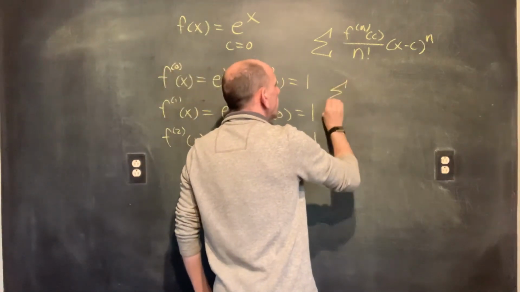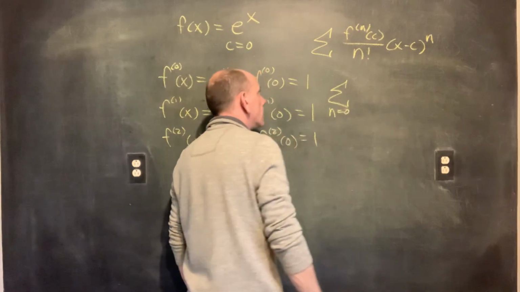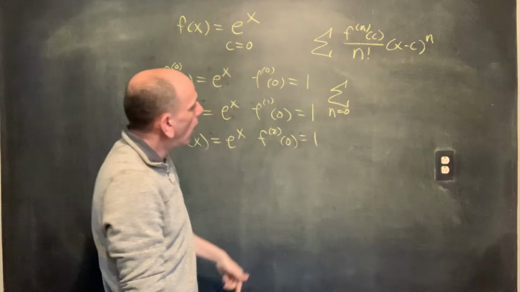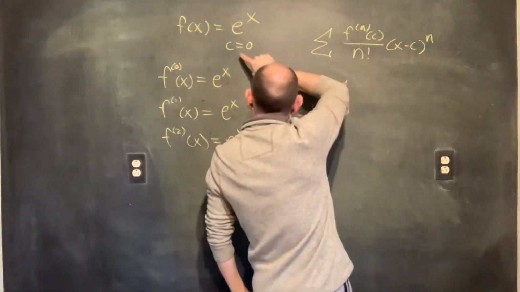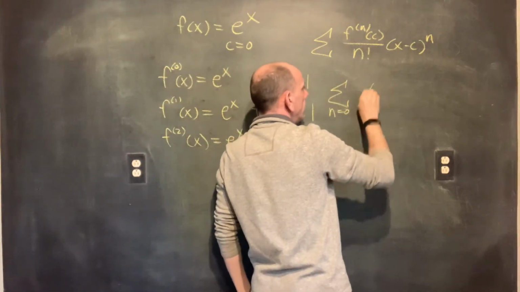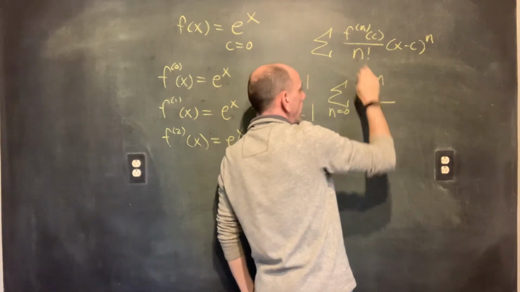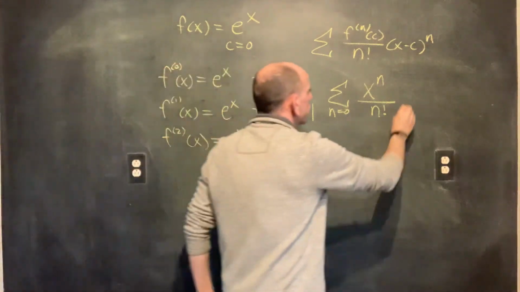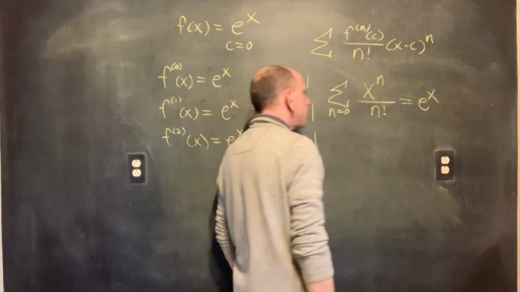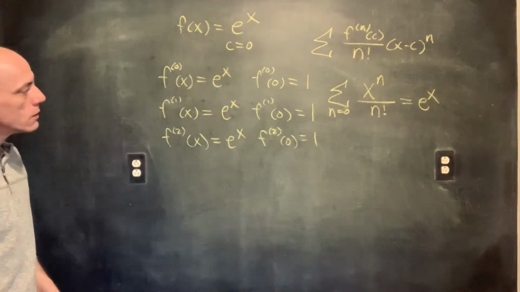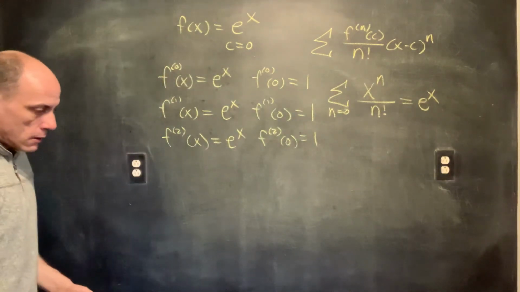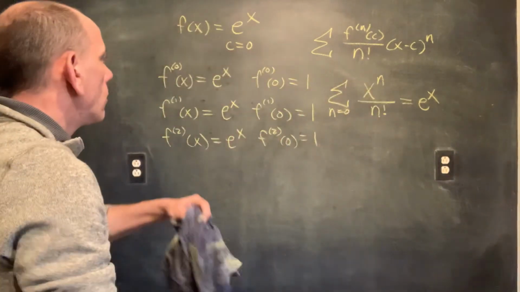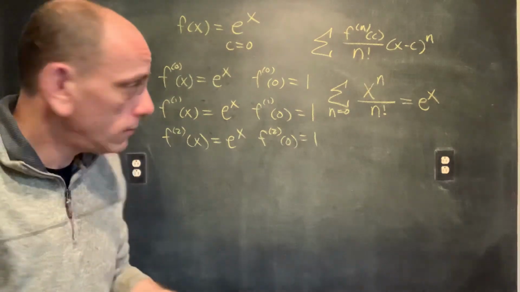So we have the series, n equals 0. All of the numerators are 1s. We chose to center at 0, so we just have x to the n over that n factorial, which is sitting right there. That is e to the x. Okay. Running short on time, but we've got e to the x now.